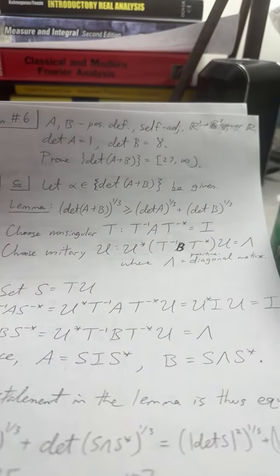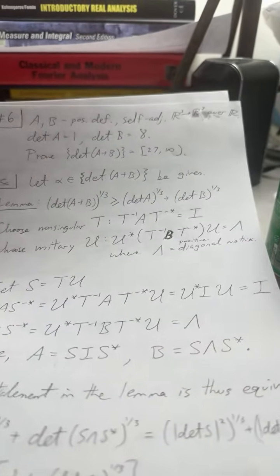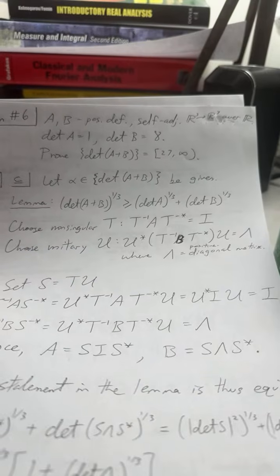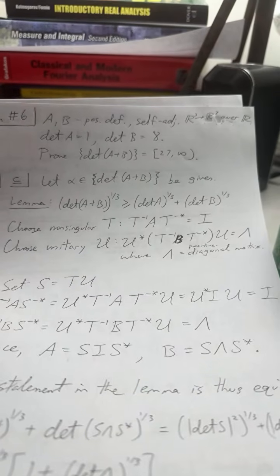A and B are positive definite self-adjoint operators, R^3 to R^3 over the real numbers. Determinant of A is 1, determinant of B is 8. Prove that the set of determinants of A plus B is equal to the interval [27, infinity).